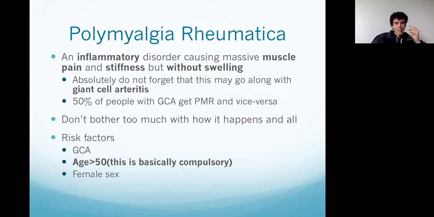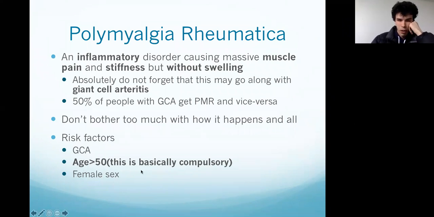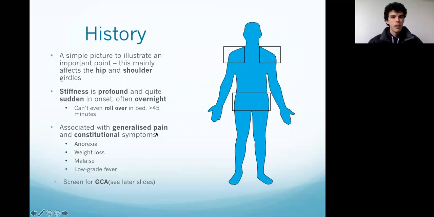And this often goes to giant cell arteritis, particularly in the temporal arteries. It's a temporal arteritis. And 50% of people with each one can get the other condition. You don't really need to worry about how it happens because it's some idiopathic autoimmune thing. But they basically have to be over 50 years old and they're probably female. If they've had GCA, then they're at a high risk of getting PMR.